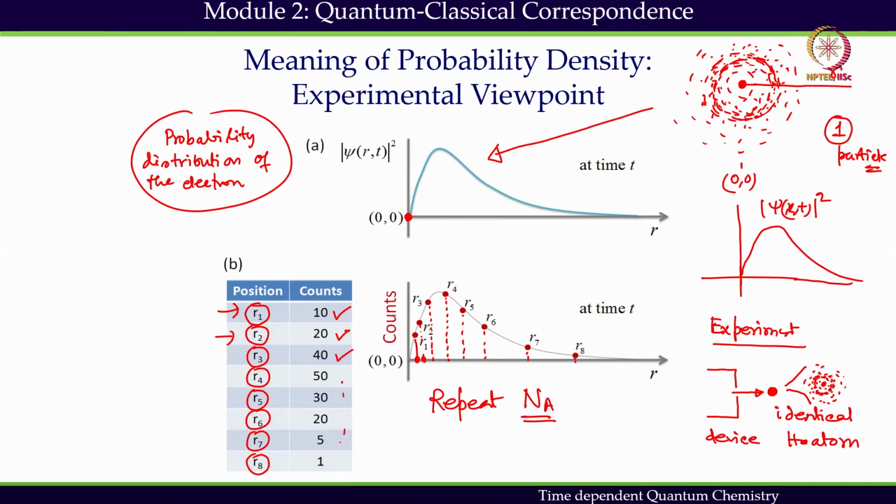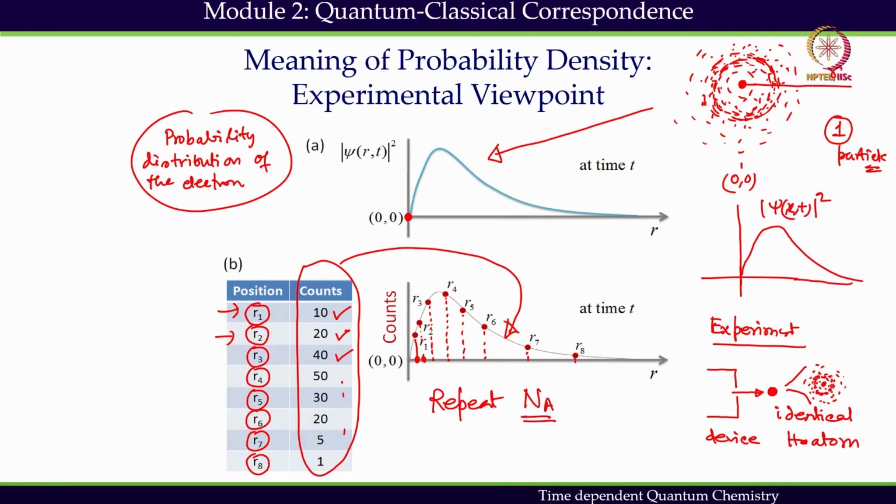What we are seeing here is that these experimental counts, after repetitive experiments, are exactly going to show the distribution. So the meaning of probability distribution from an experimental viewpoint is that it is actually showing how the distribution would be if I perform an experiment and repeat the experiment several times. That's the meaning we have.